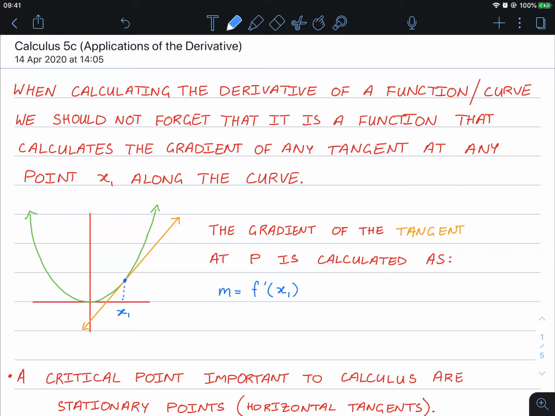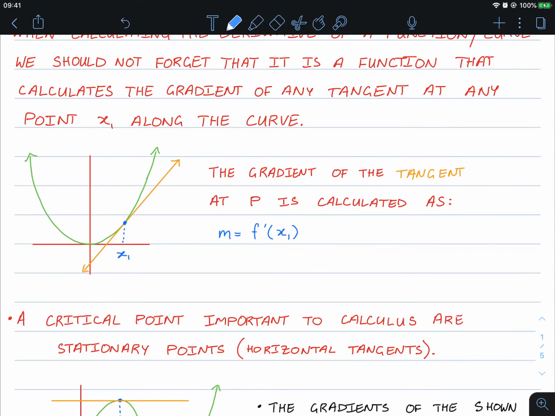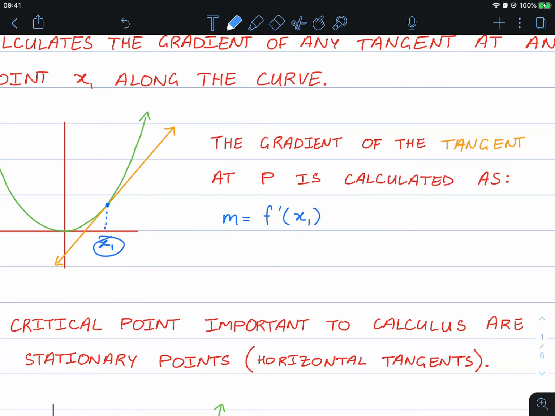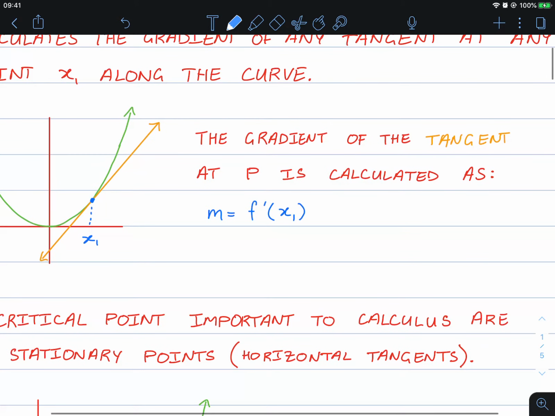When calculating the derivative of a function or a curve, we should not forget that the derivative is actually a function that calculates the gradients of any tangent at any point x1 along the curve. So for example here, the gradient of this tangent at x1, so this is the point P, is calculated as the derivative of the function when we substitute x1, whatever that might be.